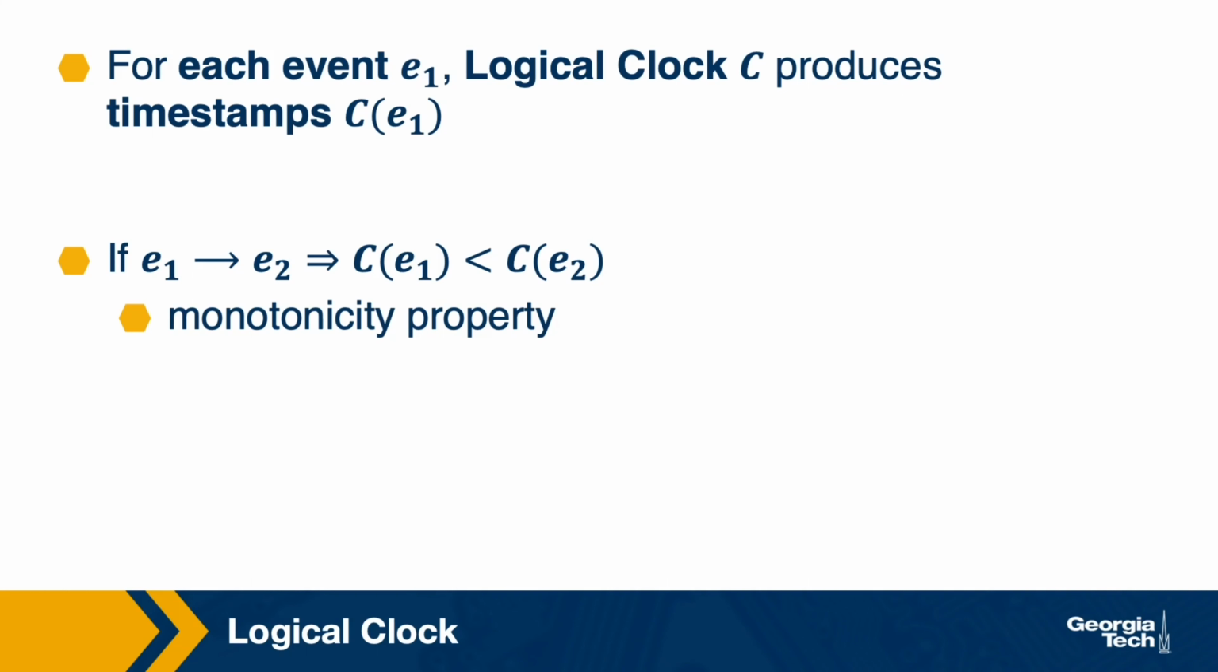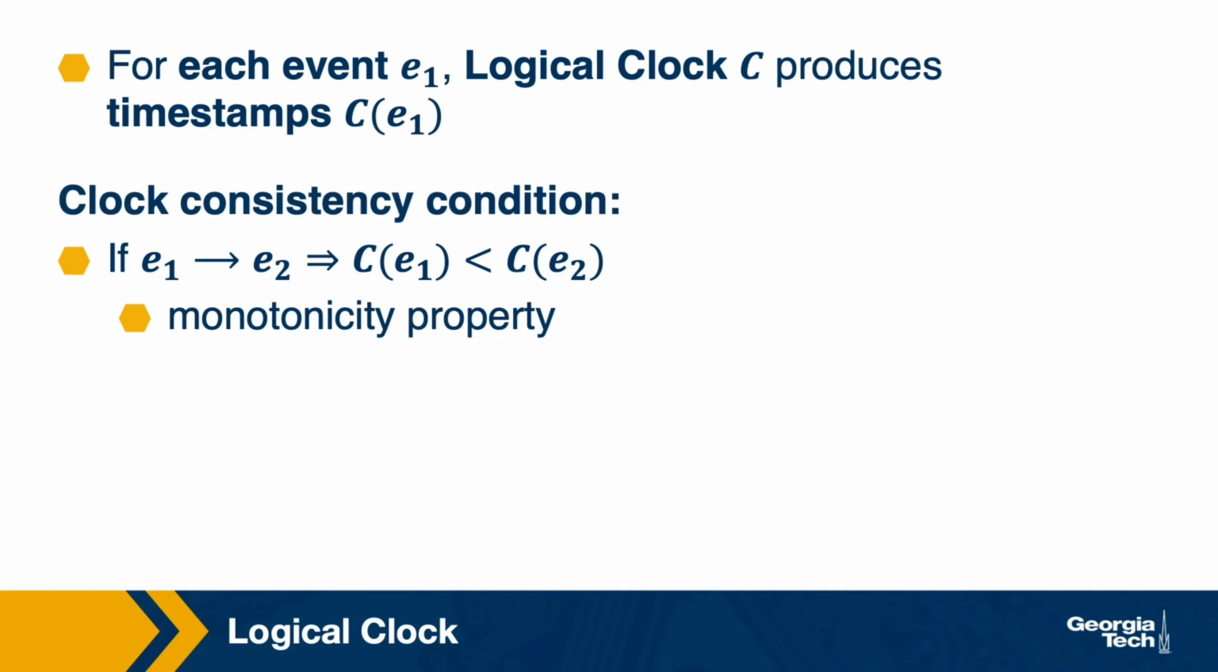This means that the clock has to be monotonically increasing. It cannot repeatedly produce the same timestamp or start decreasing the timestamp value. That would be like time holding still or like going back in time. This is one of the conditions a logical clock must satisfy to be useful. We call this the clock consistency condition.